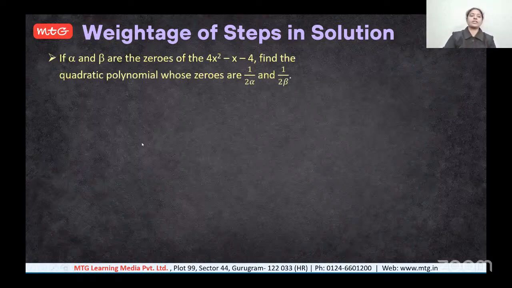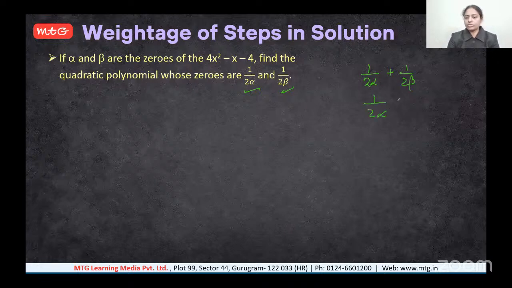Let's have an example. Here is a question. Alpha and beta are the roots or zeros of 4x square minus x minus 4. This is a quadratic polynomial, and alpha and beta are given. Now I have to find a quadratic polynomial whose zeros are 1 by 2 alpha and 1 by 2 beta. Let me explain it first. If I want to find a quadratic polynomial whose roots are these, it is very easy if I find the sum of these roots and the product of these roots. If I find them, I can get the polynomial.